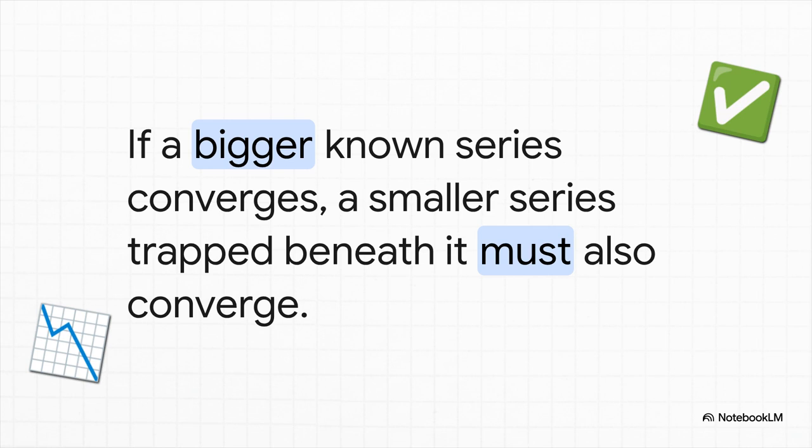Okay, so here's the first part of the logic, and it's super intuitive. Imagine you've got a series, and you know its sum is a finite number, right? It converges. Think of that sum as a hard ceiling. Now, if you have another series where every single term is smaller, well, it's trapped underneath that ceiling. If the bigger one can't get to infinity, there's no way the smaller one can. It's stuck. It has to converge too.